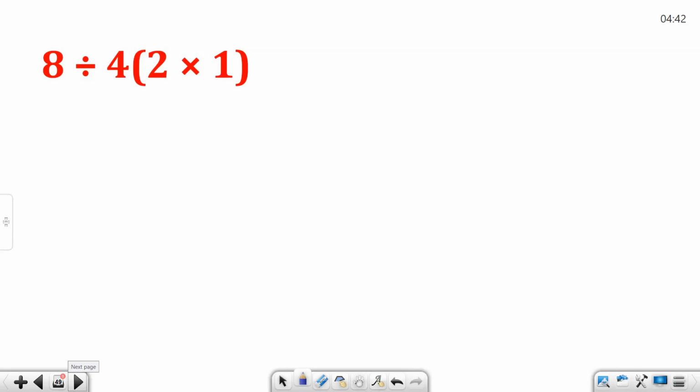Hello, everyone. Today's question is 8 ÷ 4 (2 × 1). So first, we'll solve 8 ÷ 4, which equals 2. Now, 2 × 2 × 1 equals 2.